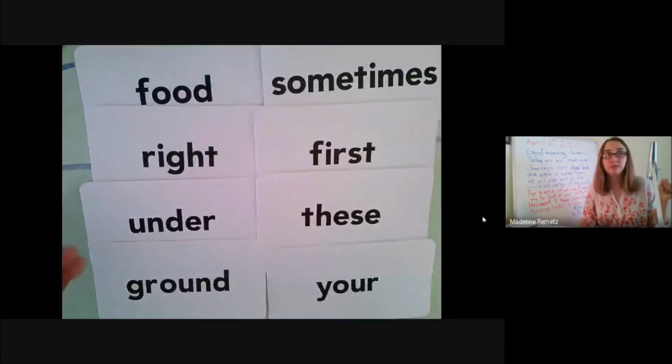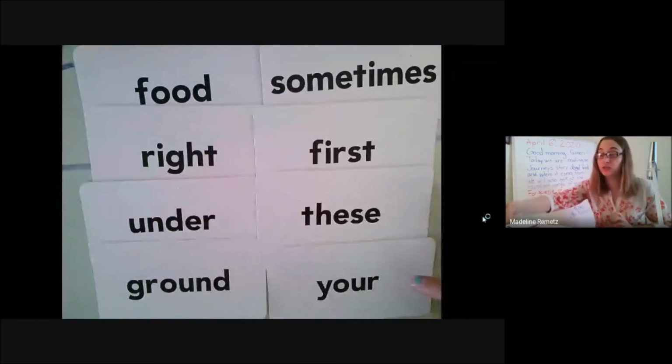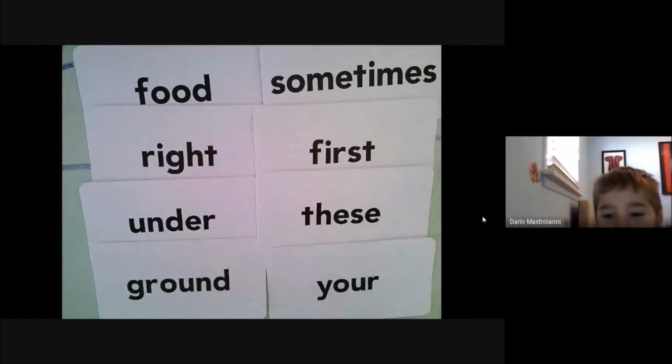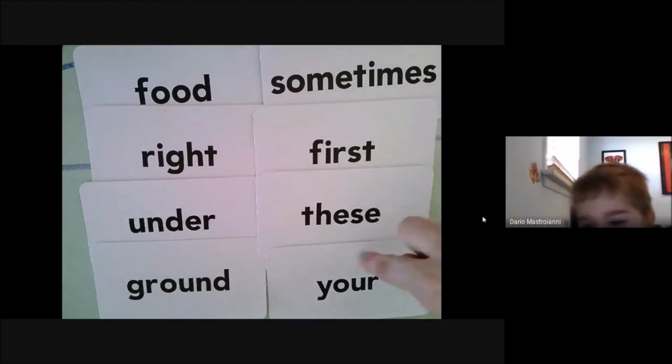How about, Dario, can you give me a sentence for the last two words? These and your? You can use both of them in the same sentence if you want. You can go crazy. These. Wait, what are the words? These and your. Yeah. These are my shoes that you're taking.